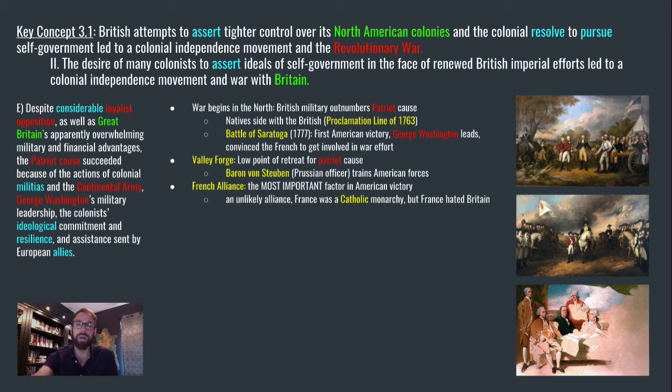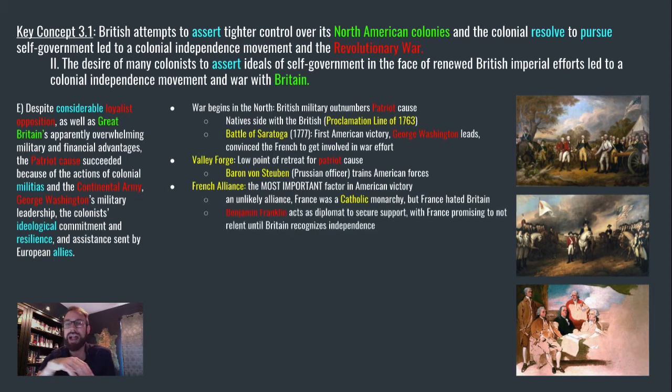So, what happens is Benjamin Franklin is there acting as a diplomat to secure support, and eventually, through the Battle of Saratoga and a lot of diplomacy, France promises that they will support us until Britain recognizes our independence. A major person who was influential in getting the French government to do that was the Marquis de Lafayette. So Marquis, that's not his first name, by the way, it's his title.